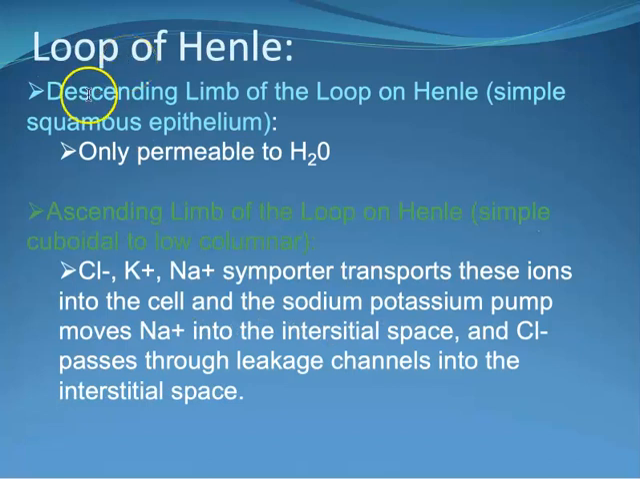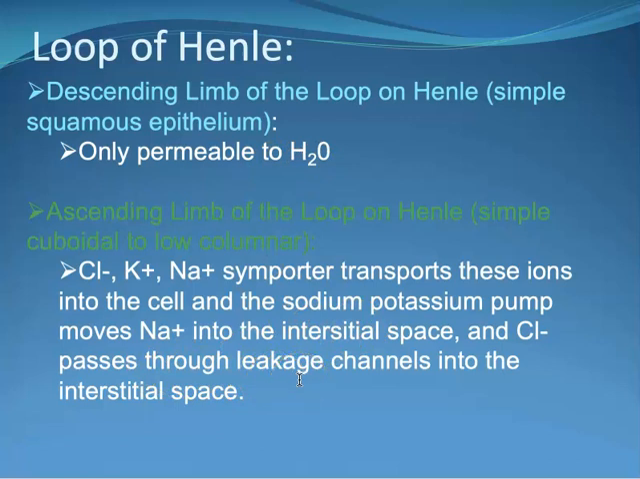Now, in our loop of Henle, the descending limb is only permeable to water. So the only thing that is going to be reabsorbed in the descending limb of the loop of Henle is going to be water. On the other side, in the ascending limb, it's almost exactly the opposite. No water gets through, which is amazing.